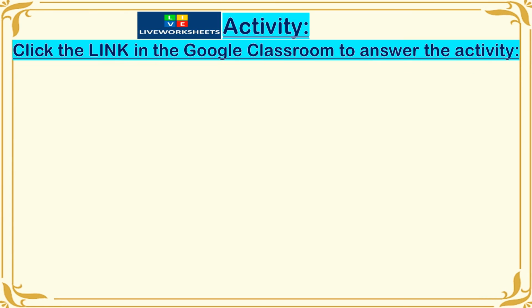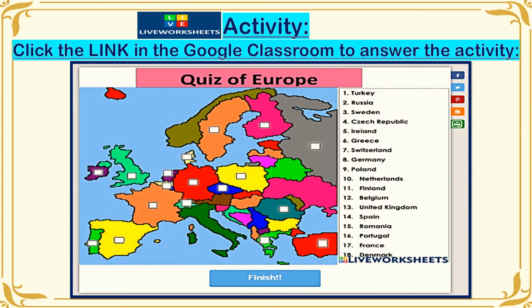So class, for your activity, just click the link in the Google Classroom to answer. And it looks like this. All you have to do, class, is to identify the correct country on the map in here by writing the number. After you write numbers 1 to 18, click finish, click check my answer, screenshot, write your name, and upload in the Social Studies album in your Line group. Good luck, everyone!